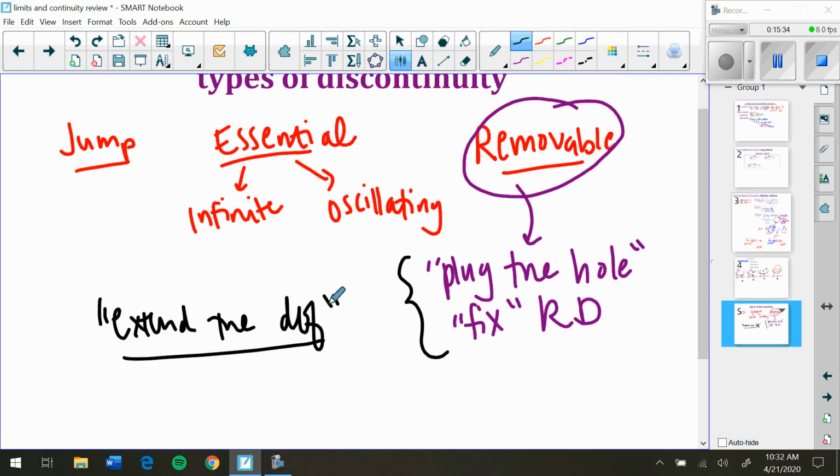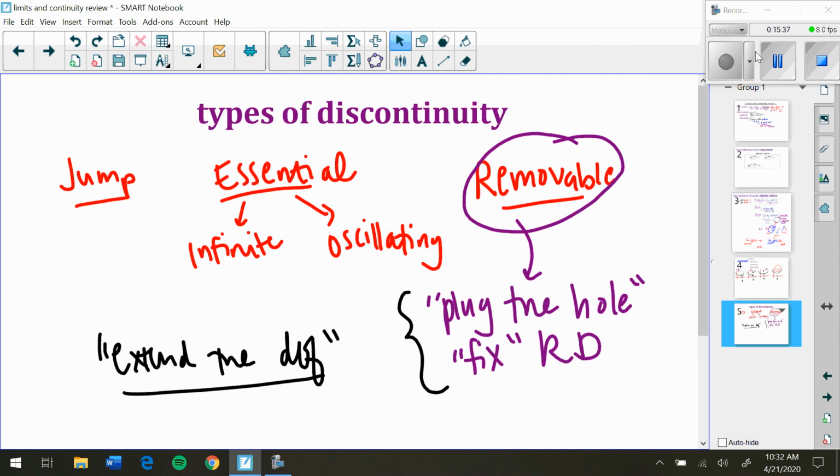So that, in a nutshell, is what we need to know for limits and continuity.